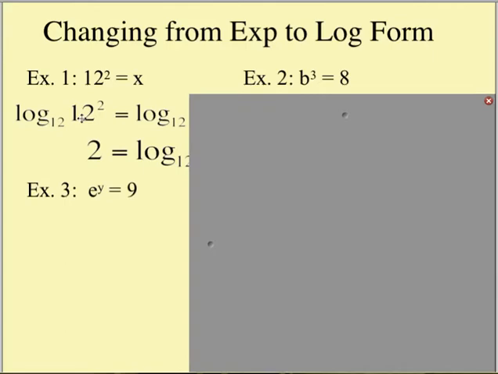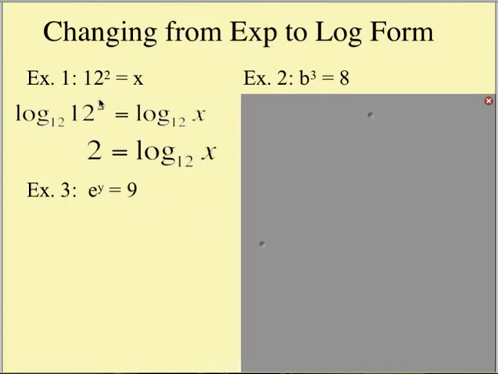So log base 12 of 12 squared equals log base 12 of x. The log base 12 and 12 squared, the 12 part cancel out, so I'm just left with the exponent, which is 2. 2 equals log base 12 of x.